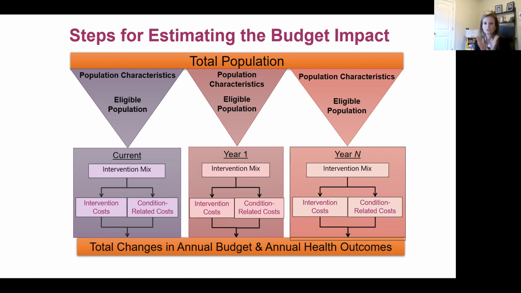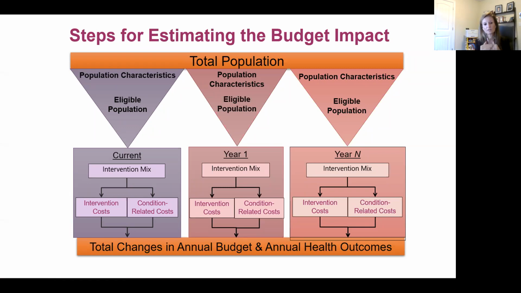So in each year, you start at the top of the funnel where you look at your total population. This is the total population that is served by the specific payer that you're looking at. You then apply the eligibility criteria or requirements for participation in the specific program that you're evaluating to that population. That's when you start to narrow down your target population and your eligible population. And that helps you determine who will be participating and who will be impacted by the intervention.